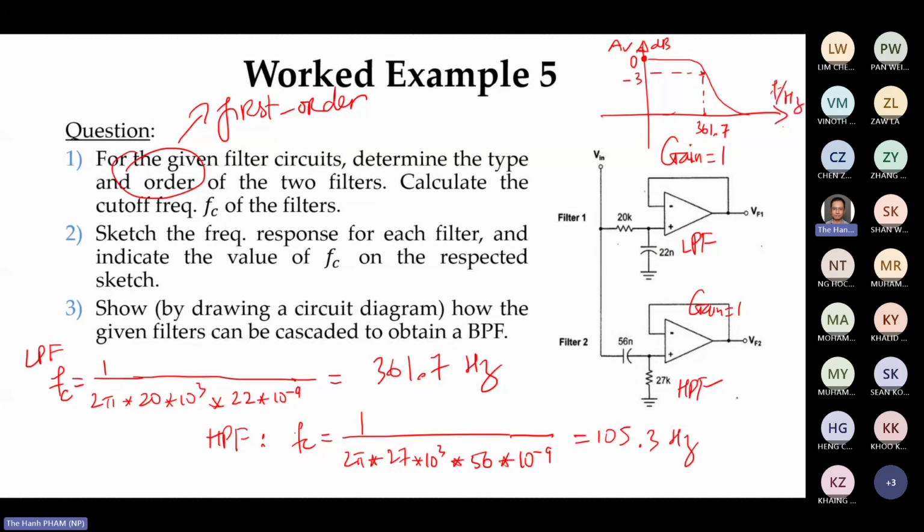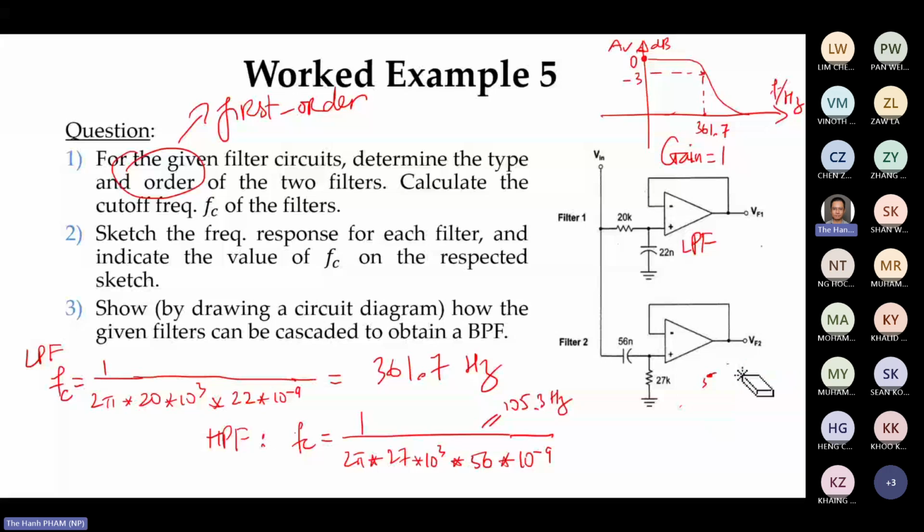For the high-pass filter, it should be something like this, right? So again, this one is 0 dB, and when you bring down to -3 dB, this point is -3 dB, this one is 0. Okay.